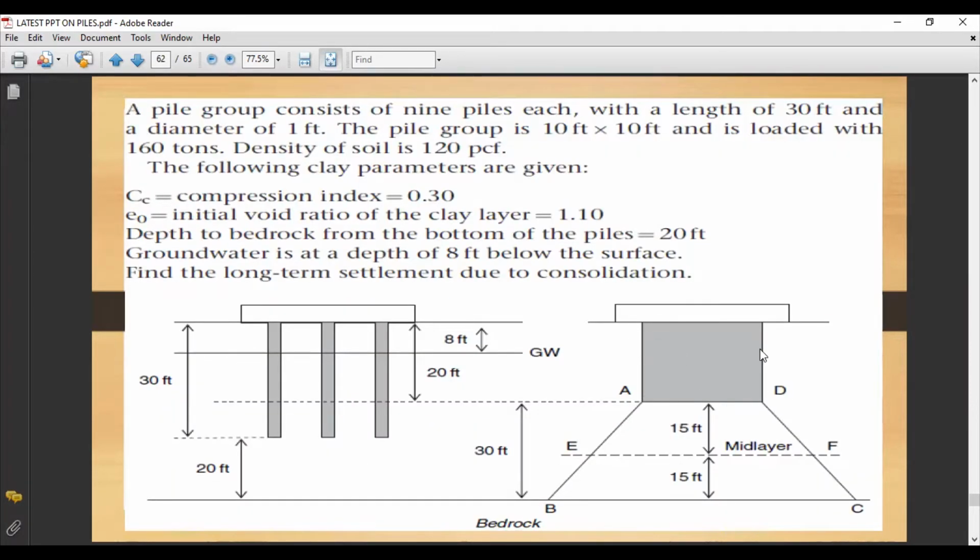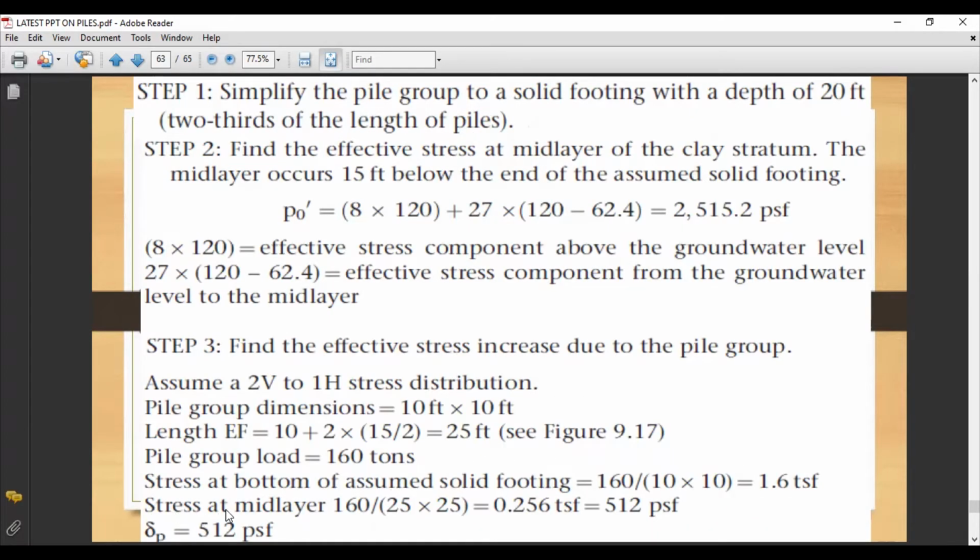Up to here, the story is something different. But after that, if you keep going deeper, all the sides are like this only. This side is 25, another side is 25, another side is 25, another side is 25. I hope you got the point. So that is the reason the stress at mid-layer depth is 160 load by area: 160 divided by 25 multiplied by 25, which is 512 PSF. But you can always calculate it into kilonewton per meter square.